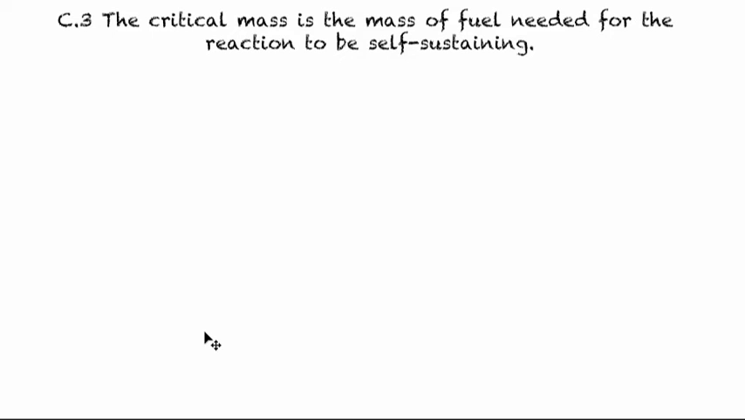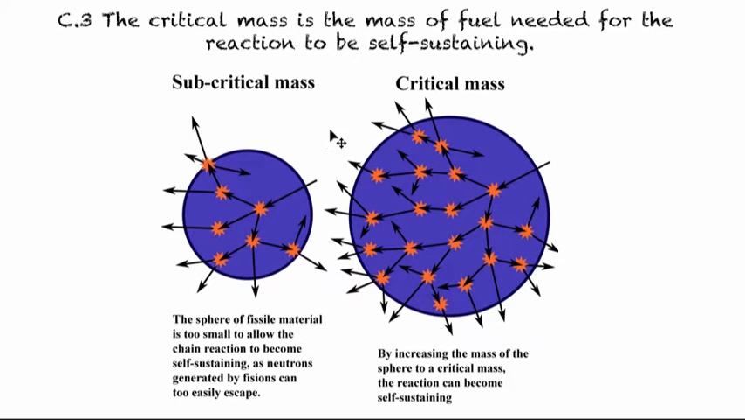In this video, C.3, we're going to look at how the critical mass is the mass of fuel needed for the reaction to be self-sustaining. The reaction being a nuclear fission reaction, sort of like in our power plants that we have today. So this is an easy way to sort of visualize this.